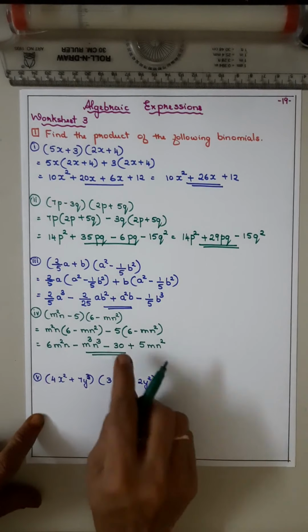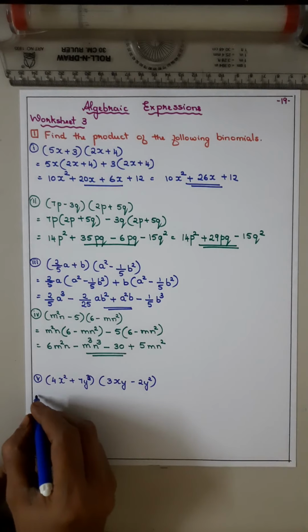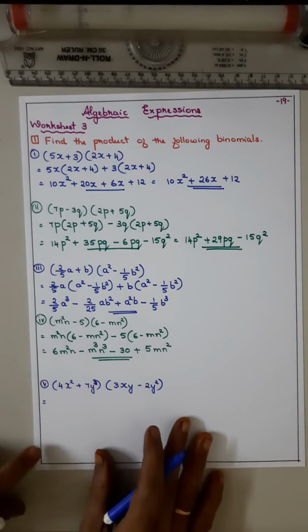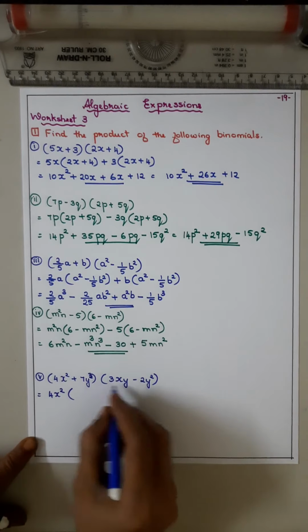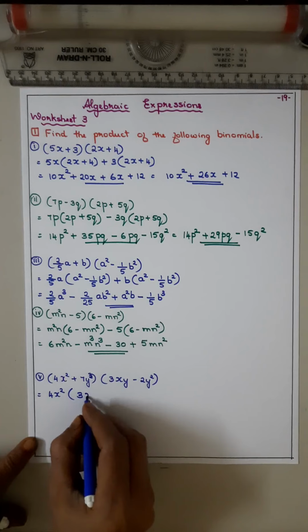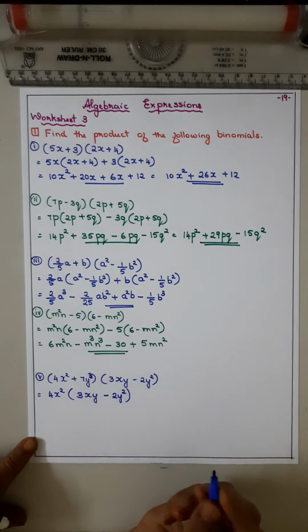You can rearrange 30, you can take it to the end. Otherwise, let it be like that only. The position of the terms, if it is interchanged, no problem. Okay, now I'm coming to the fifth sum. It is 4x squared, bracket open, this full, 3xy minus 2y squared.